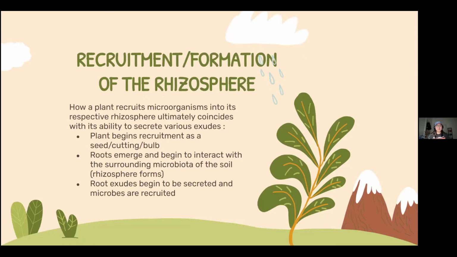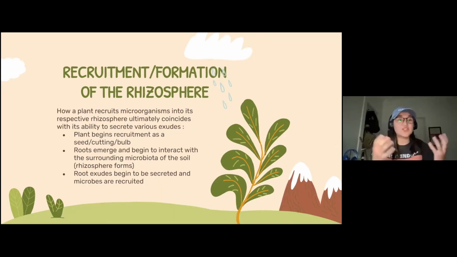So how do root exudates play a role in the formation of the rhizosphere? Well, root exudates coincide with the recruitment of microorganisms, as there's a complex network of communication and interaction between a plant's roots, root exudates, and recruited microorganisms. To begin, a plant begins its recruitment as a seed or a cutting placed into the soil. As roots emerge, they begin to interact with an already existing microbiota in the soil, thus the formation of the rhizosphere. As roots produce exudates, diverse microbes are recruited into the rhizosphere, thus generating the complex network we know today.